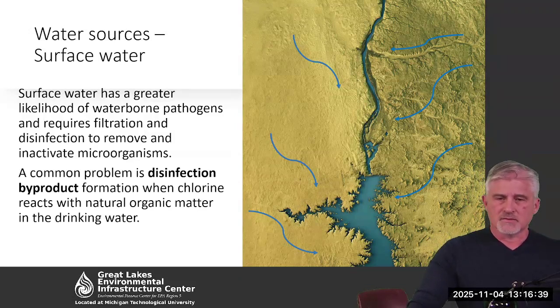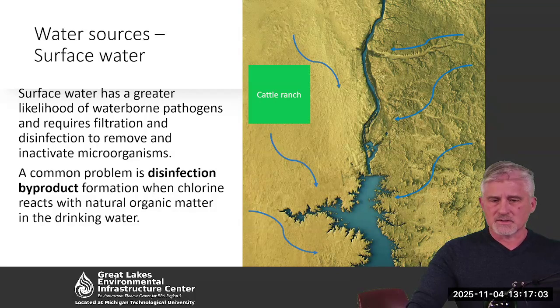It has the potential for creating disinfection byproducts, which are problematic. We'll talk probably more about that later, but when we add chlorine to certain organics, the result can be disinfection byproducts, and they have the potential to cause cancer. So EPA regulates those. So in this instance, we've got a cattle ranch. There's the potential that we're going to have contamination from that ranch that ends up getting into our surface water source.